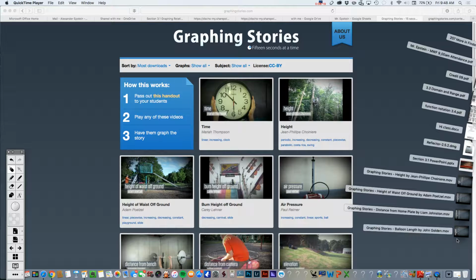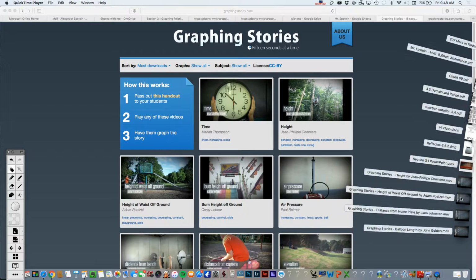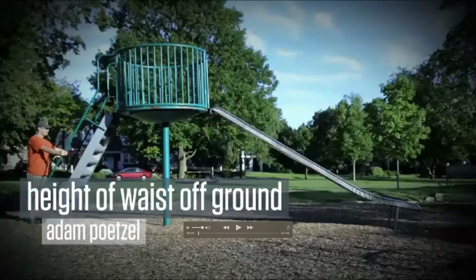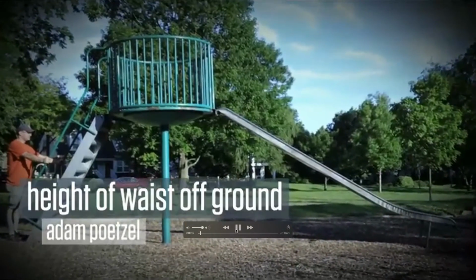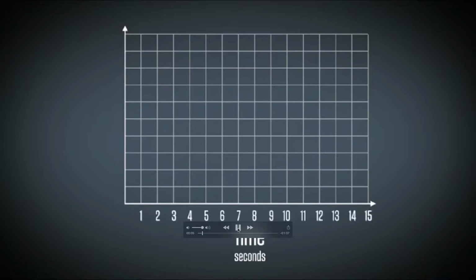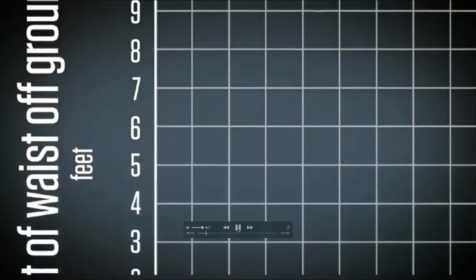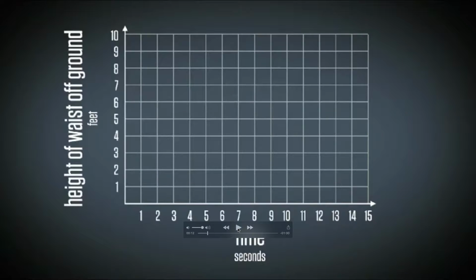Next one. Ooh, we have so many options. Would you rather do balloon length, height of waist off ground, or height? Let's do height of waist off ground. Okay. And go ahead and copy the labels on this graph and title it something like playground so you remember what this video was.